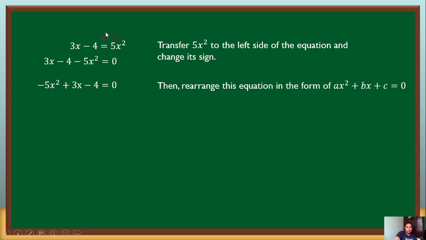So tandaan class ha, kapag naglilipat kayo ng term to the other side of the equation, laging magbabago yung sign. Okay, so marami laging nagkakamali sa sign. Okay. Always be careful with the sign.